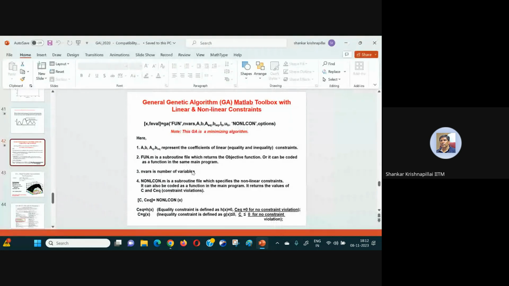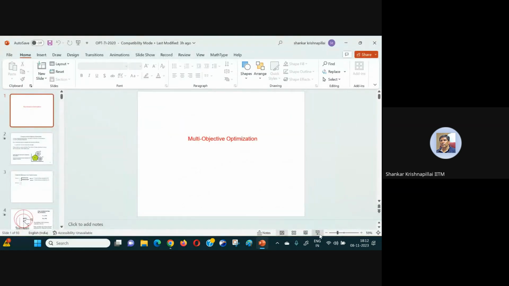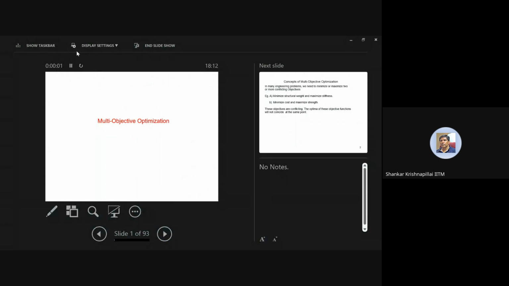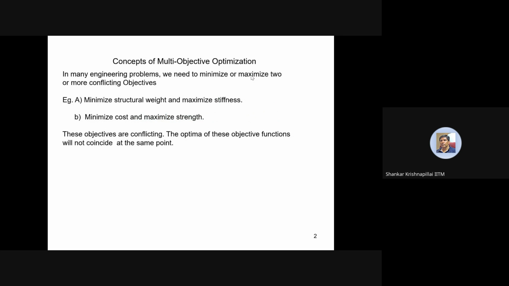Which is more important. So next we go to multi-objective optimization, which is a highly important topic in engineering. All engineering problems like brake optimization, clutch optimization, gearbox optimization are all multi-objective in nature. So what is the meaning of multi-objective optimization? The concept of multi-objective optimization.